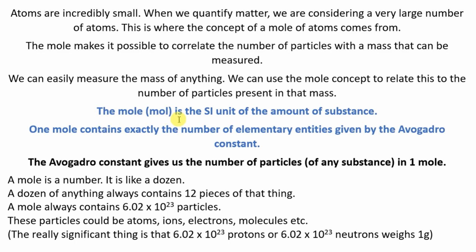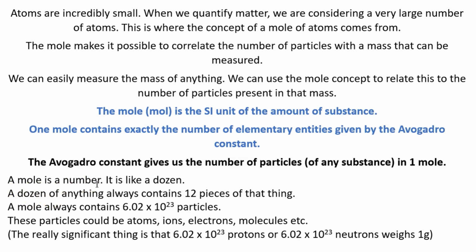The mole is the SI unit of the amount of substance. 1 mole contains exactly the number of elementary entities given by the Avogadro constant. Entity is an interesting word. It means anything you like. Atom, ion, molecule, electron, anything. The Avogadro constant gives us the number of particles in 1 mole.